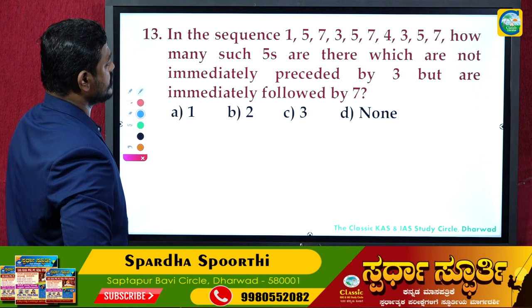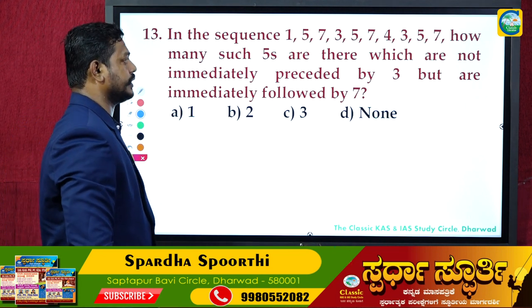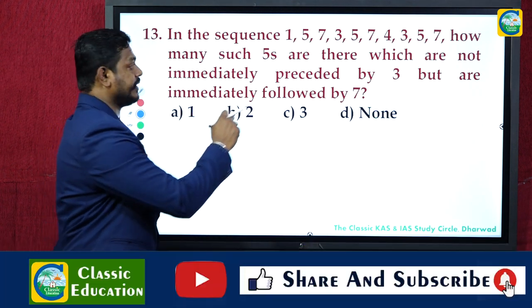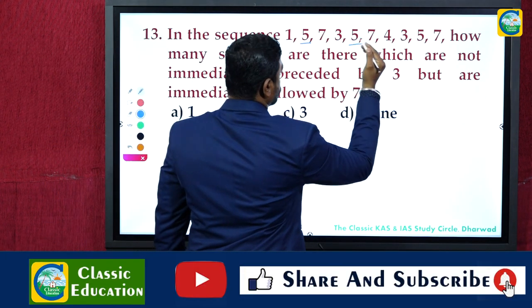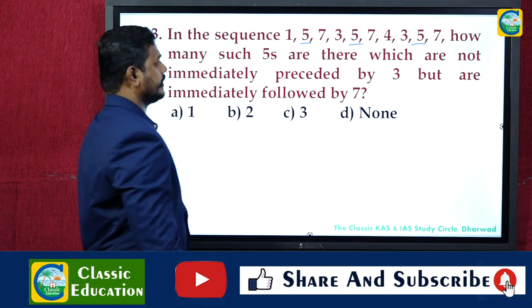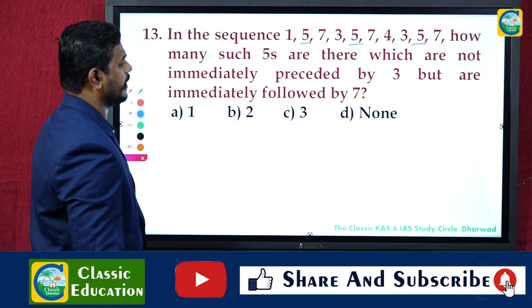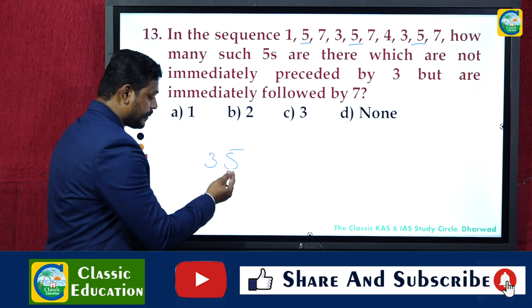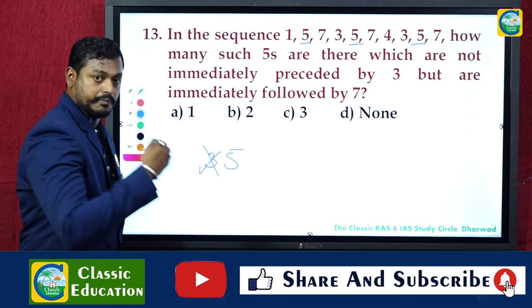In the sequence 1 5 7 3 5 7 4 3 5 7, how many such 5s are there? Now they are asking about the 5s. We will mark the 5 here, 1 as well as 2, 3. Are there any which are not immediately preceded by 3? For example, 5 immediately preceded by 3 means right behind it.